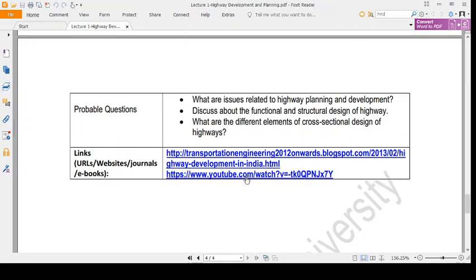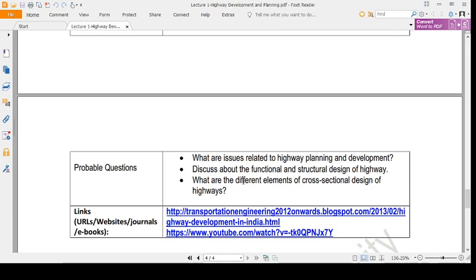So in the next section we'll discuss the master plan, that is how different road development planning has to be conducted. Okay, so thank you.